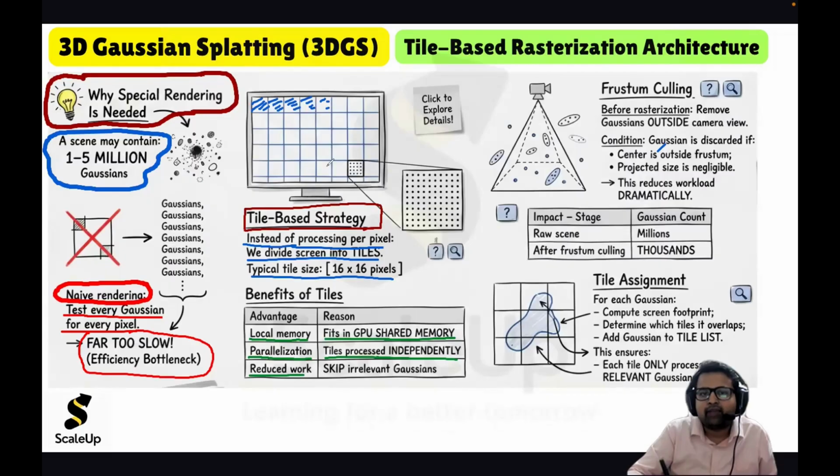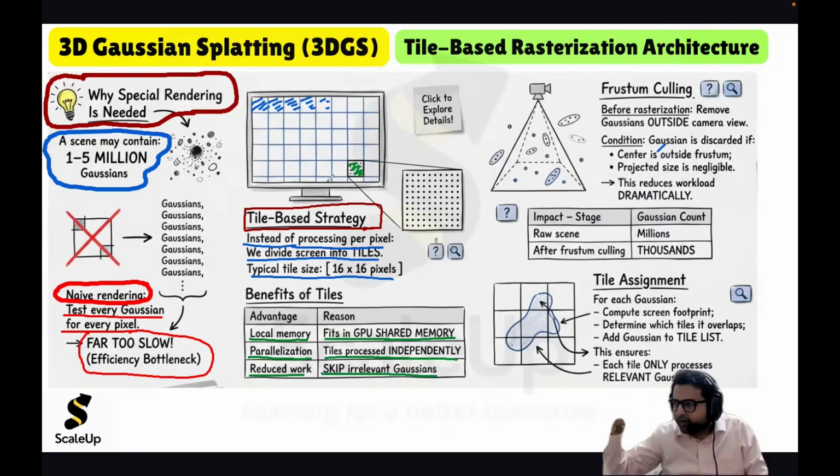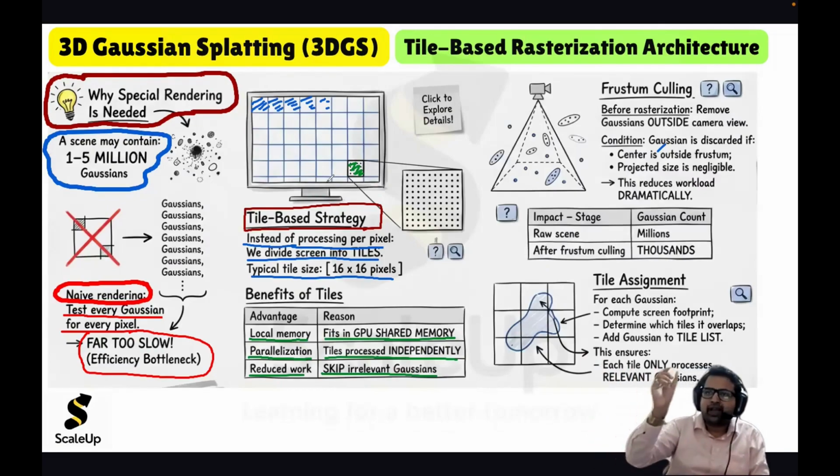Because of this tile method, every tile will only consider those 3D Gaussians which fall on it. So we will skip irrelevant Gaussians. That's a very big thing, because it's not like every Gaussian will occupy every tile. It will never happen, because every Gaussian has a position, size, shape, and orientation. So it might occupy 2 or 3 tiles.